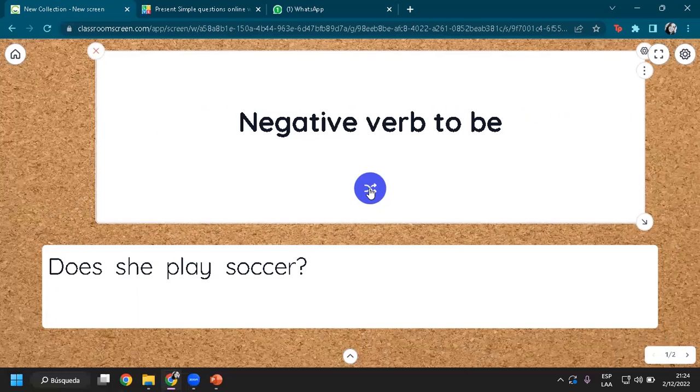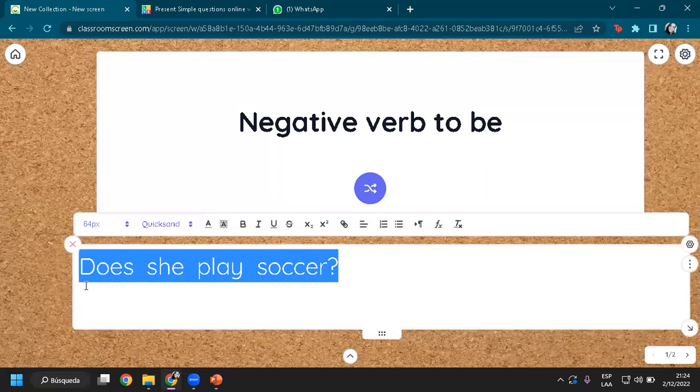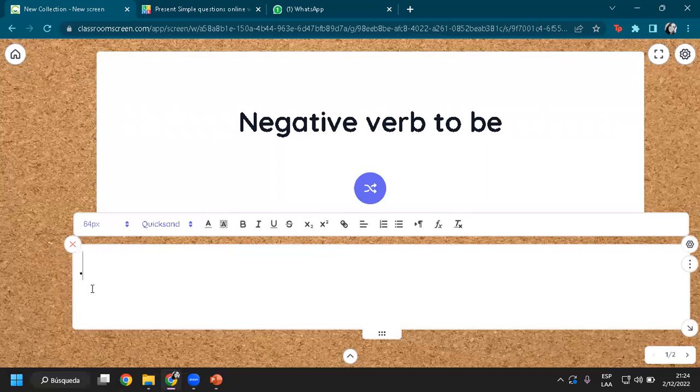Negative with the verb to be. Ok, Xiomara, dígame una oración en negative usando el verb to be, please. She is not a teacher. Okay, she's not a teacher.